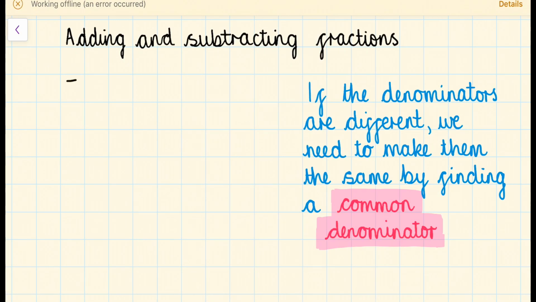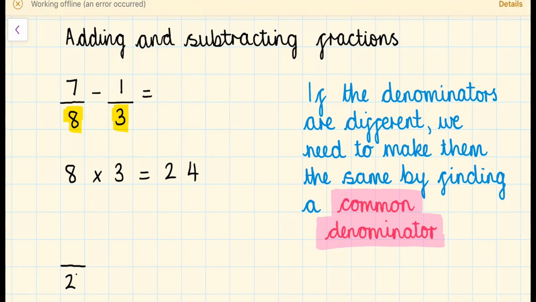Let's have a look at another example then. In this one, we're going to start with 7/8 and we're going to take away 1/3. So again, because the denominators are different, we will have to find a common denominator. And like I said, the quickest way to do that is to multiply the two denominators together. So in this case, 8 multiplied by 3, which will give us 24. So we're going to take the two original fractions in the subtraction and turn them into 24ths. So same thing again, we ask ourselves, what did we do to 8 to get to 24?